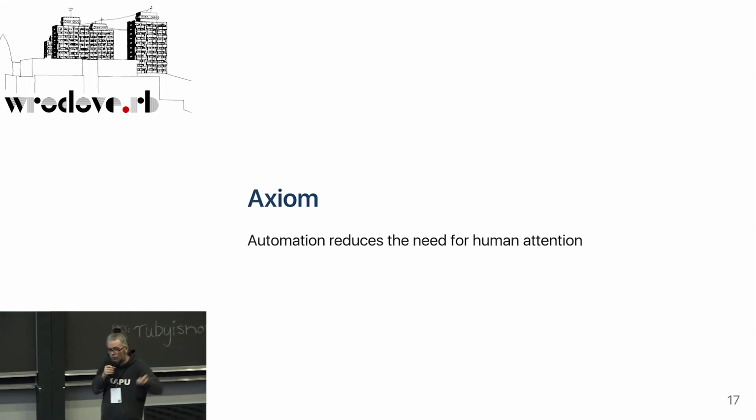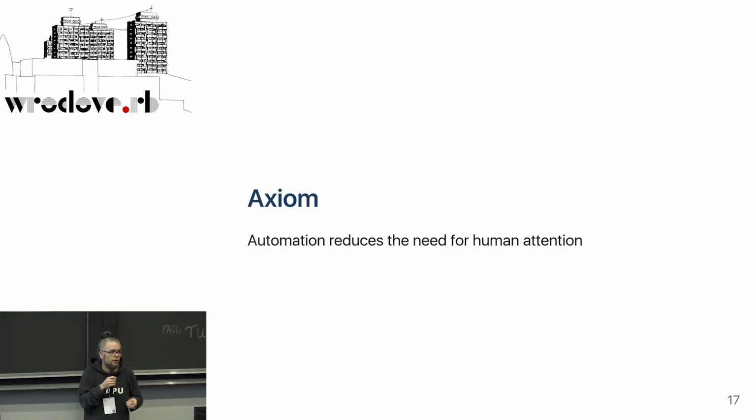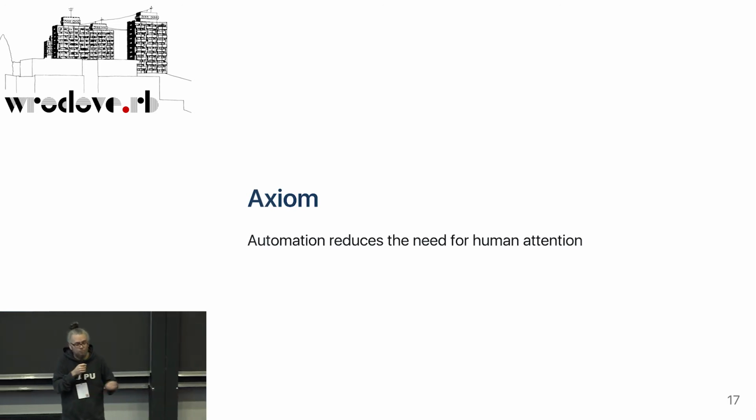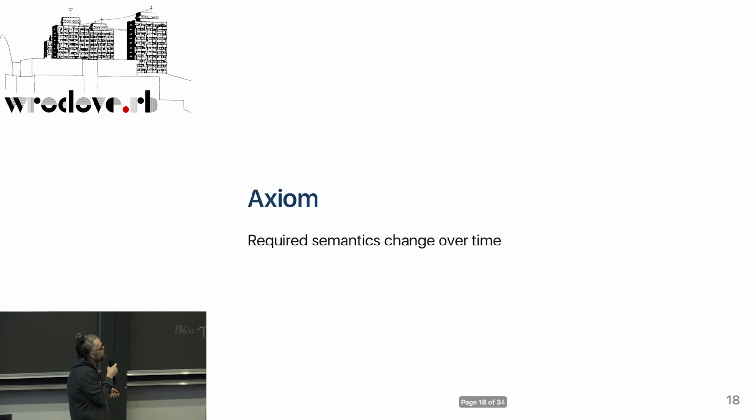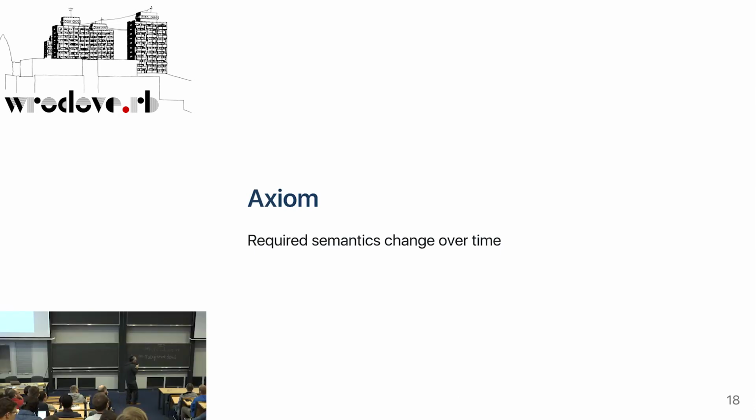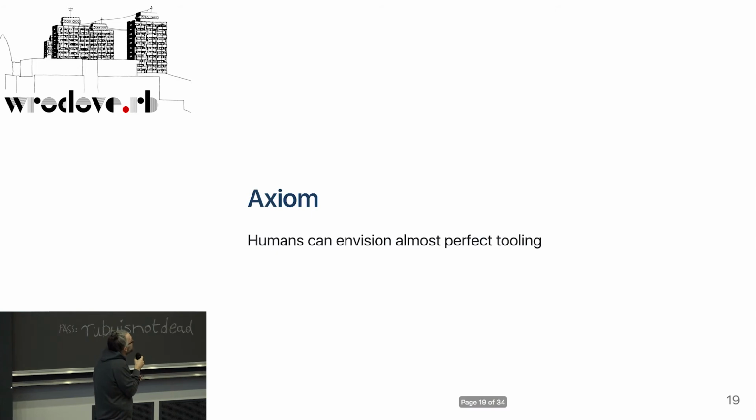One obvious truth is also that automation reduces the need for human attention, right? If you have something automated, you don't have to think about it. Another obvious truth is that required semantics change over time, right? What your clients tell you you have to do this, the next day they tell you you have to do this. So the required semantics change over time. That's why we commit to our repositories in the first place, right?